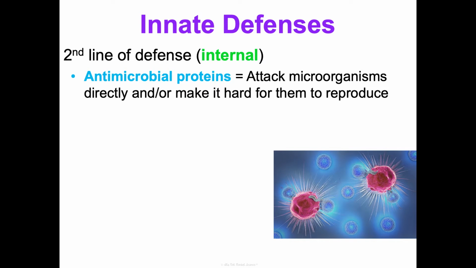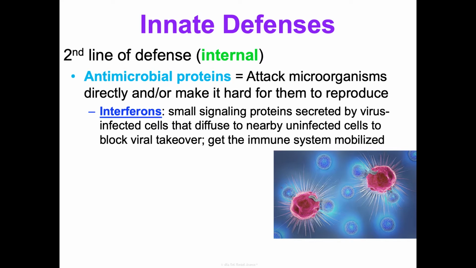Another line of internal defense is antimicrobial proteins. They are proteins that attack microorganisms either directly or they just make it hard for a microorganism to reproduce. An example of that are interferons. They're really small signaling proteins that cells infected with viruses secrete, and then these signaling proteins diffuse to the nearby cells around them that haven't been affected yet by the virus, and they try to block the cell from having a virus take over. Also, they help send a signal to get the rest of the immune system going. So they are protective but also mobilizing as well.